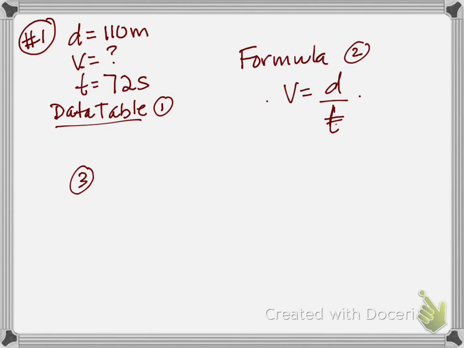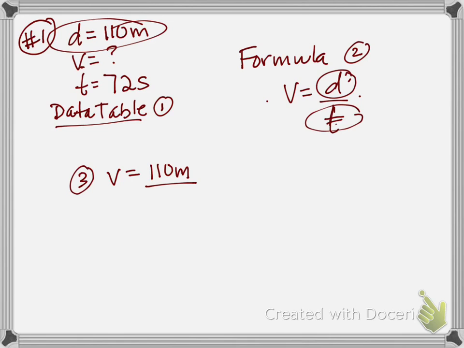Then step number 3, we're going to actually substitute our values, or like I like to call it, plug and chug. So velocity equals, what's my displacement? Well, I don't have to think about that too much because I already wrote it down in the data table, 110 meters over. What time do I need? Well, I don't have to think about that either because I already wrote it down in the data table, 72 seconds.